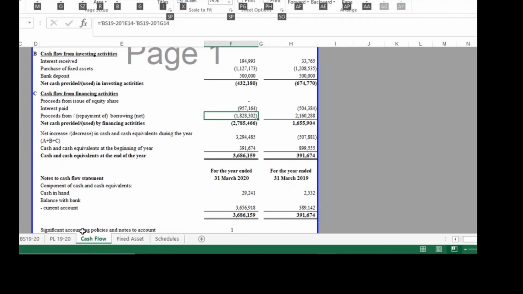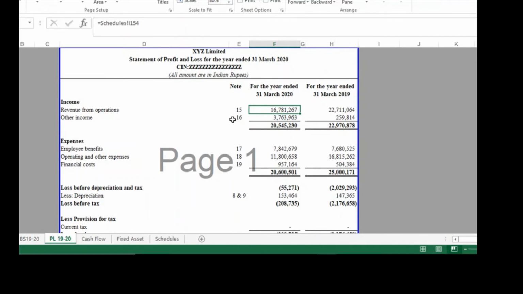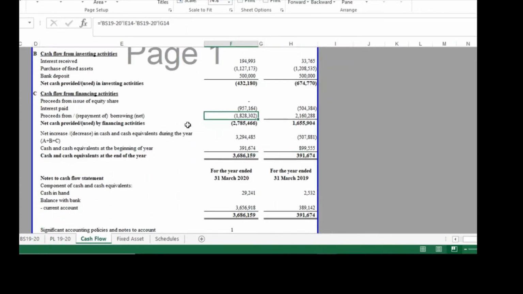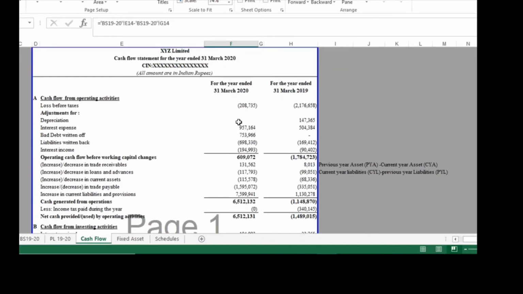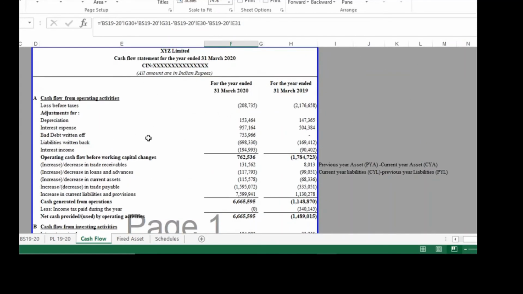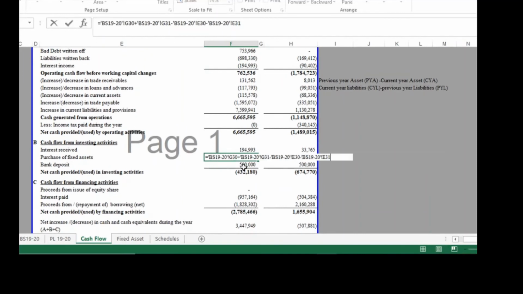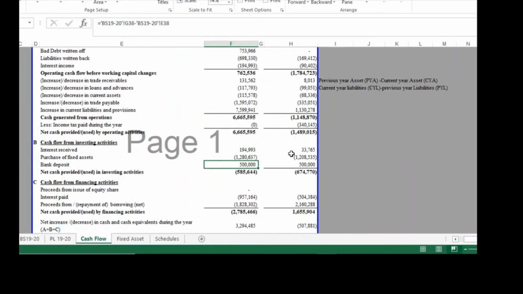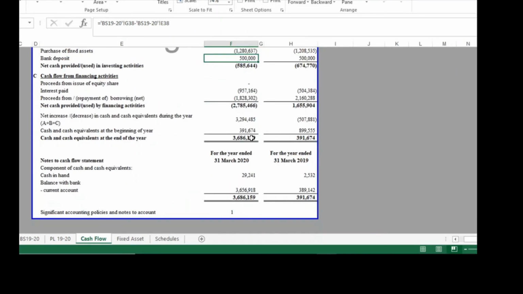Now let us see if there is any other item left in the profit and loss account. See, there is an item which is depreciation. In depreciation, as it is an expense, we are going to add it in operating activity, and as it is related to investing activity, which is related to purchase of fixed assets, we are going to subtract it. As we have added in operating activity, we will subtract it under investing activity. We can see our cash flow is matching.